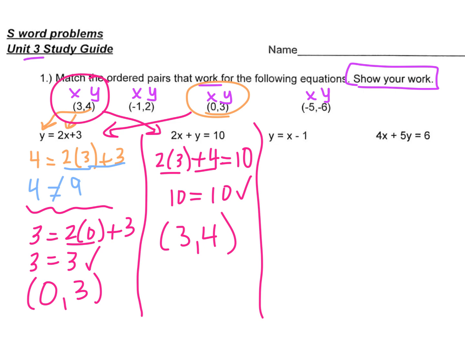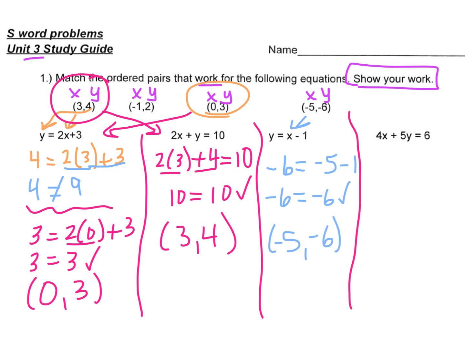Okay, so now I have 2 ordered pairs left. Let's see, I'm kind of eyeing up this one over here. Let's see if this one works. Okay, the Y value is -6. The X value is -5. -6 equals -5 minus 1, which is also -6. So this ordered pair is a solution, or it works for this equation. That must mean that my last ordered pair here would work in this last equation.